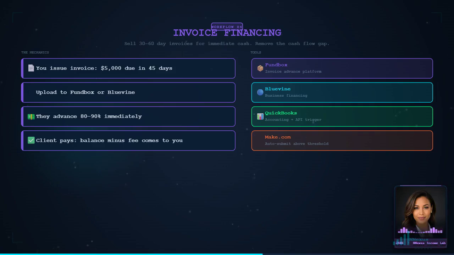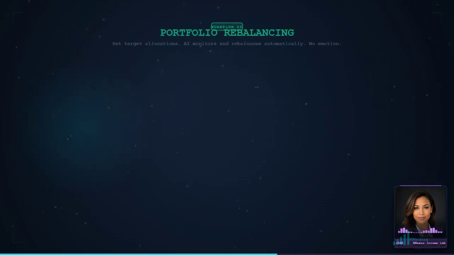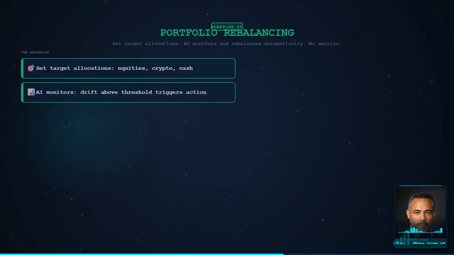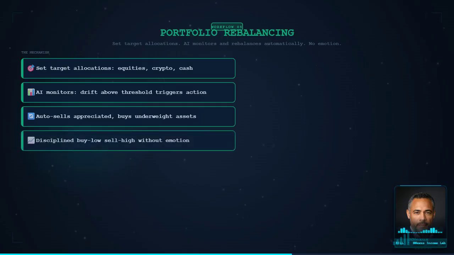The automation layer. Accounting software like QuickBooks or Xero connects to the financing platform via API. When an invoice is issued above a threshold amount and payment terms exceed 30 days, the system auto-submits for financing without manual intervention. The cost: financing fees are typically 1 to 3% of the invoice value. The benefit: you remove the cash flow gap entirely. Your business runs on real-time cash instead of 30 to 60-day delays.